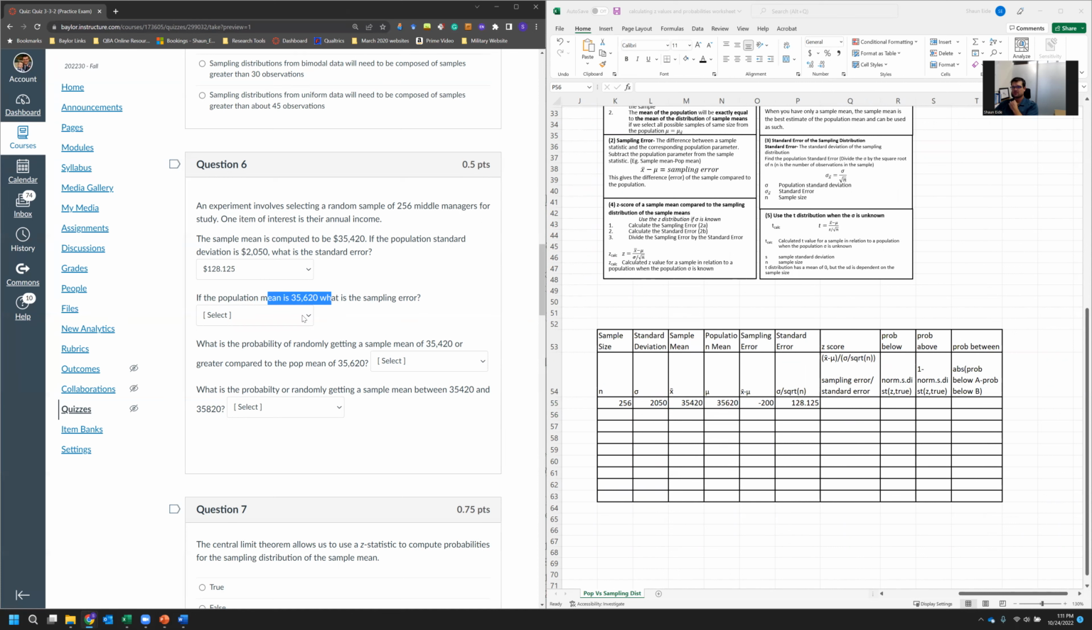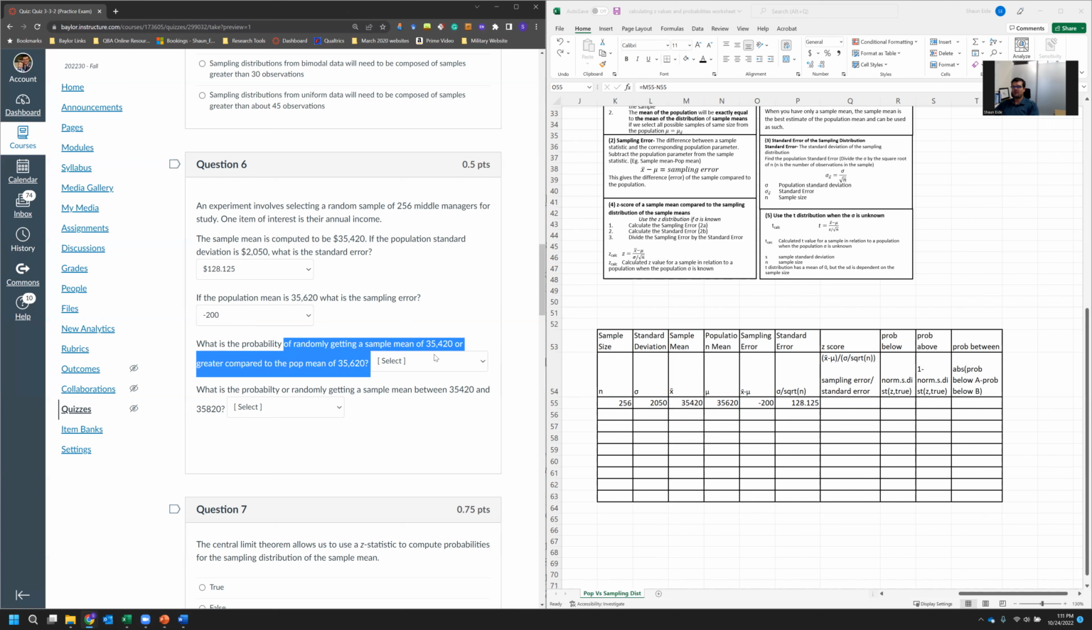Okay, so if the population mean is 35,620, what is the sampling error? Let's do this exact same thing. Control C, put this right here. So 35,620. What is the sampling error? The sampling error is negative 200, which is right there.